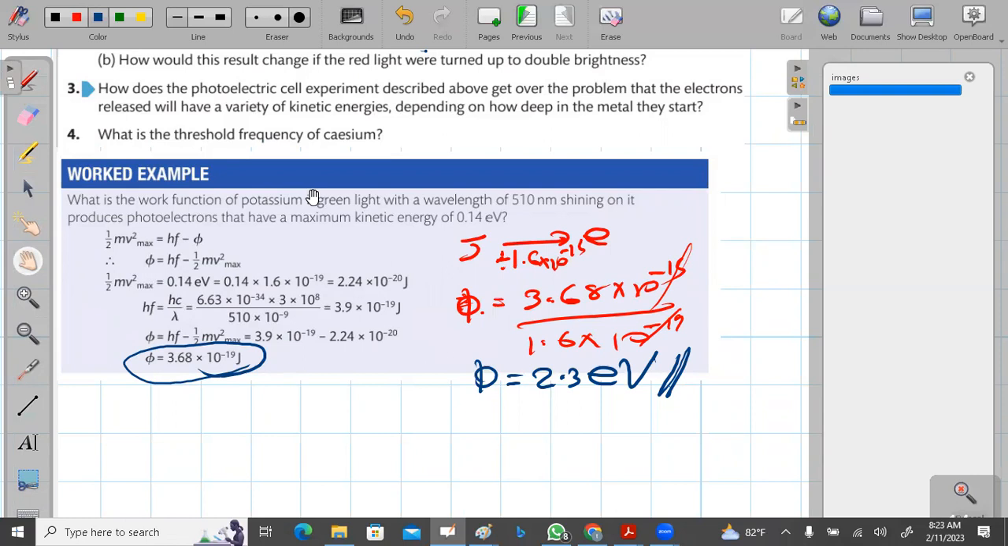So why is it the threshold frequency for cesium? So, phi equals h f naught. Wait, sir, can you explain the third question again? The photoelectric cell experiment describes how to get over the problem that the electrons released will have a variety of kinetic energies depending on how deep in the metal they start. How?